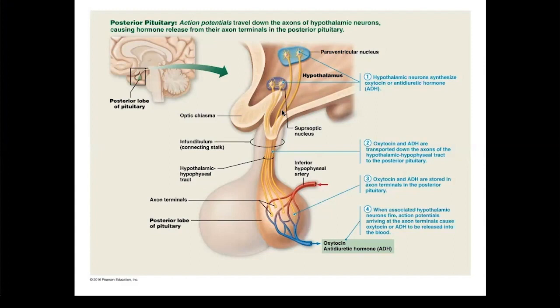The hormones travel by way of the axons, which make up the hypothalamic hypophyseal tract, down to the axon terminals where they are stored. This tract travels through the infundibulum, the stalk. Action potentials are going to trigger the release of the posterior pituitary hormones.